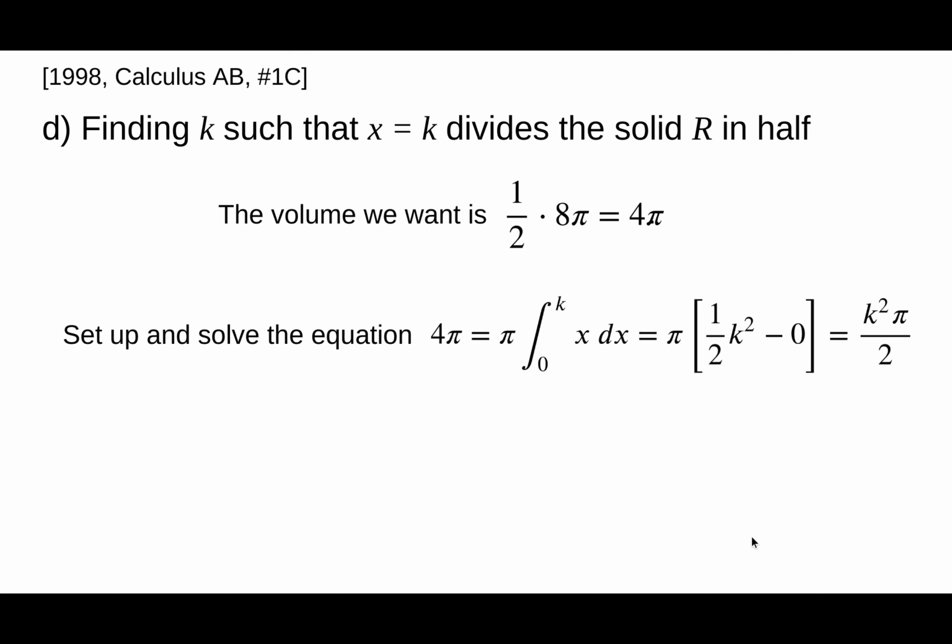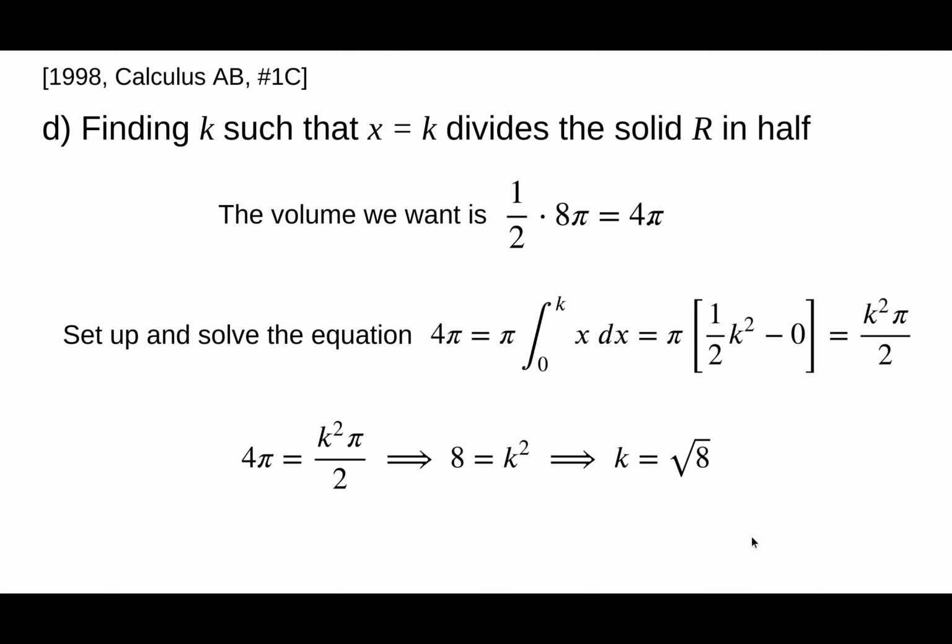And then we set up an integral equation. 4 pi is equal to pi times the integral from 0 to k of x dx. And we can figure out what that will be. 1/2 k squared minus 0 times pi. We don't know what k is, so we can't come up with a number for this, but we do know in the end we want it to equal 4 pi. So if we set up the equation, 4 pi equals k squared pi over 2, that means that 8 is equal to k squared, and therefore k is the square root of 8.